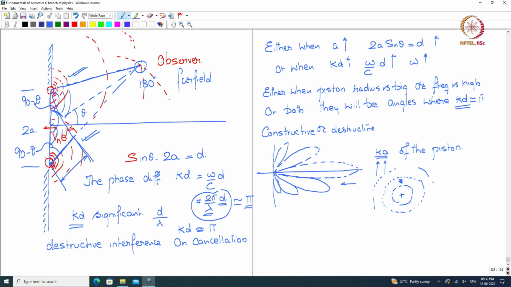And of course, you pick any direction and move forward, it has a 1 over r decay. If you move in the axis direction, after the peaky behavior is over, it has a 1 over r decay. So that's how the piston in a baffle behaves.